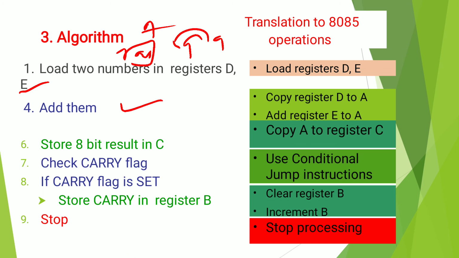Now add to this the content of the register, that is add register E and the A content of this register. Now the result is stored in the accumulator. Store the 8-bit result in C, means move this accumulator content into the register C. Check carry flag. Is carry generated or not?